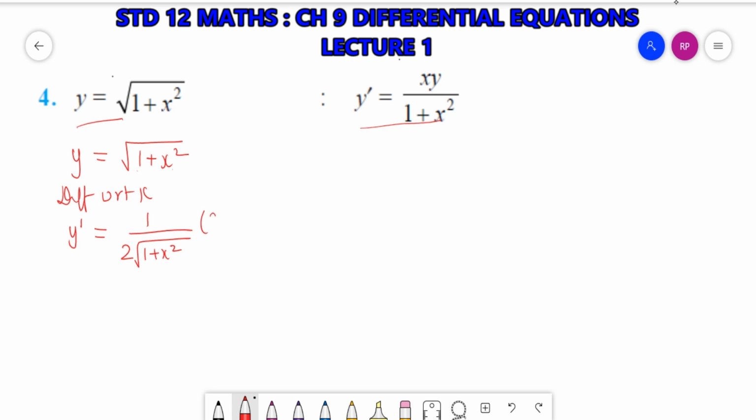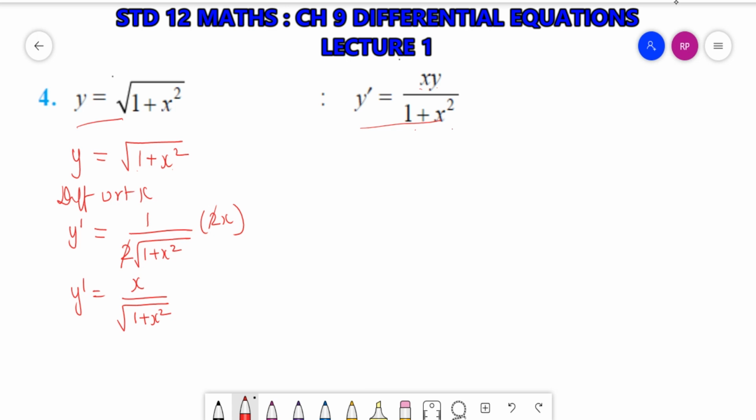That will be 2x, so 2 will get cancelled. So what is y dash? x upon square root of 1 plus x square. Now see what we have to prove. We have to prove it as xy upon 1 plus x square.